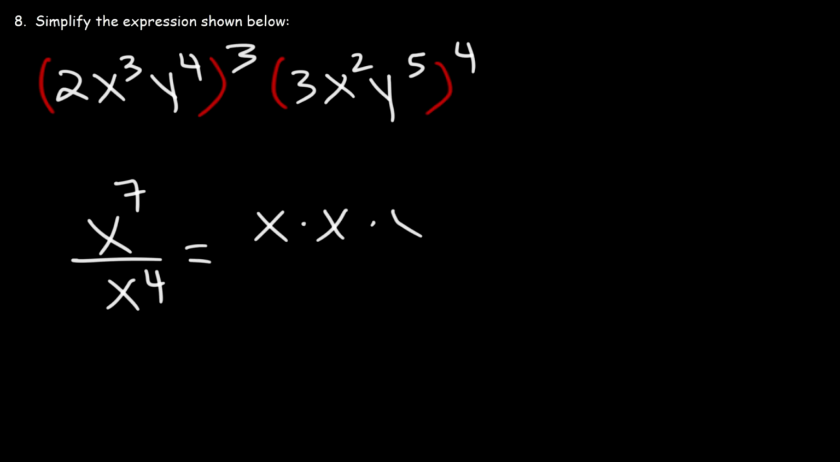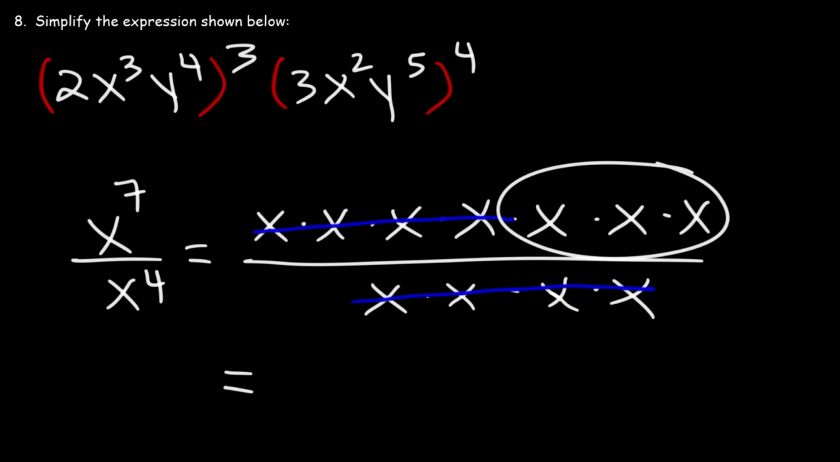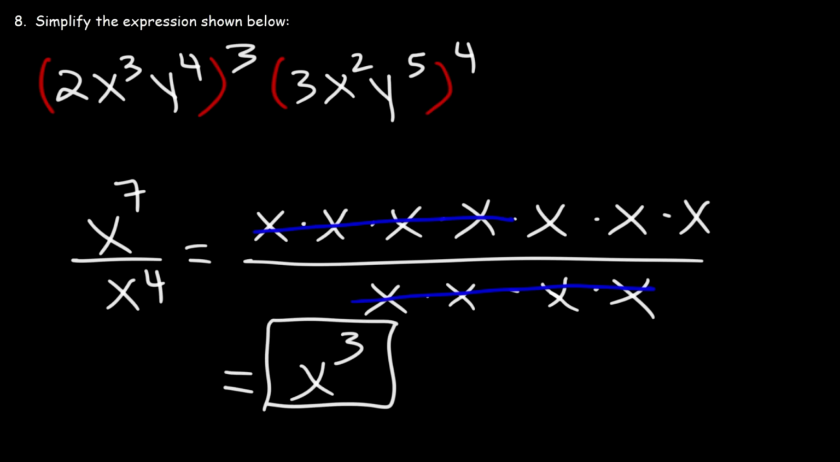X to the 7 means that we're multiplying 7 x variables together. And x to the 4th means that we're multiplying 4 x variables together. So we could cancel 4 x variables on the top and on the bottom, which leaves us with 3 x variables on the top. And so this becomes x cubed because we have 3 left over.